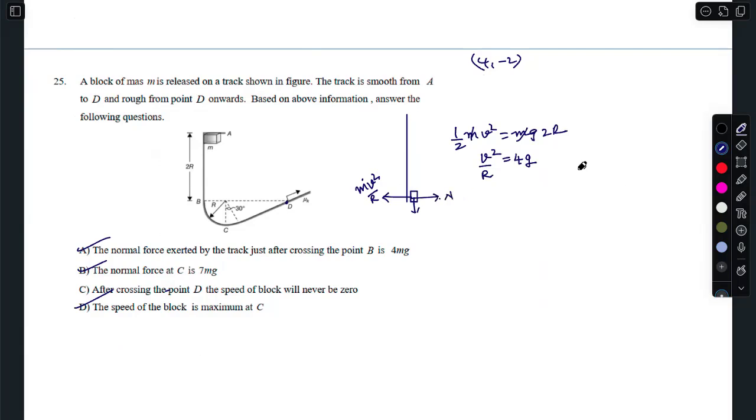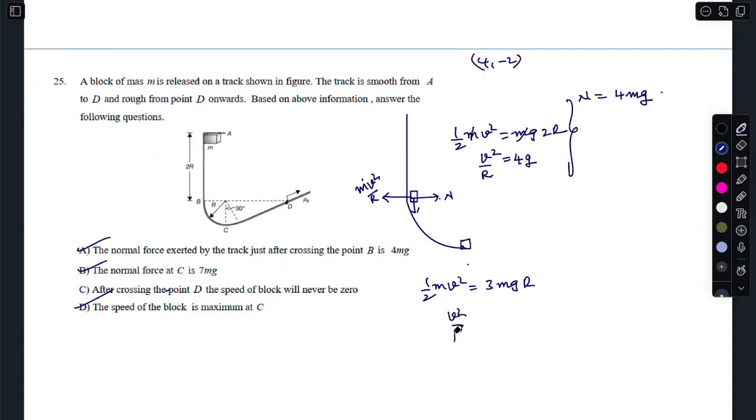And normal reaction. So therefore, from this, normal reaction is 4 mg. Normal reaction at C. By the way, by the time it reaches C, at this point, it's another R. So therefore, half mv square is 3 mgr.